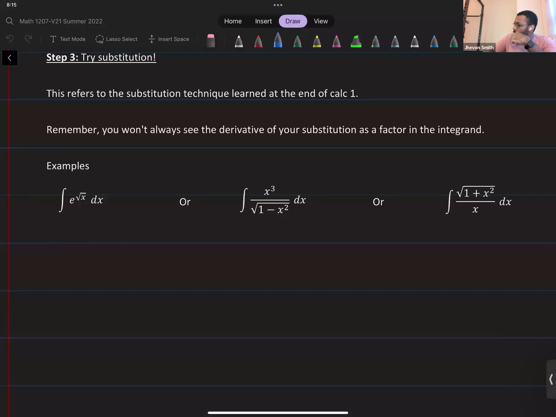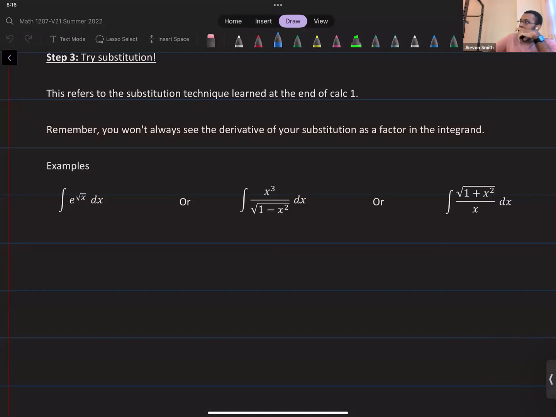But in Calc 2, it can be a little bit more nuanced. In Calc 1, all the examples you were given, if you pick your u, your du is just going to be a factor in the original integrand, barring some constant multiplier. But in Calc 2, the du doesn't have to always be directly visible, but you should be in a scenario where you can tweak it so that it becomes directly visible.